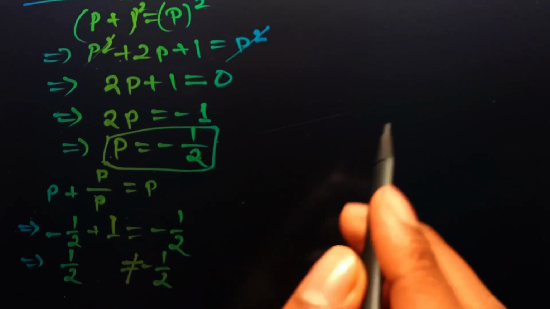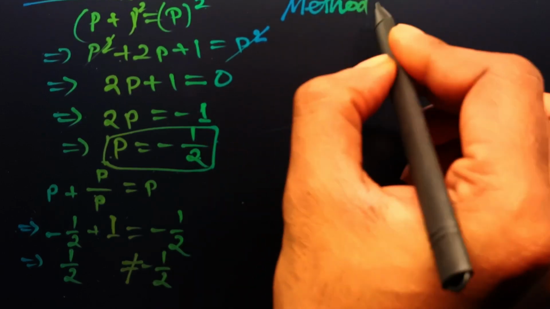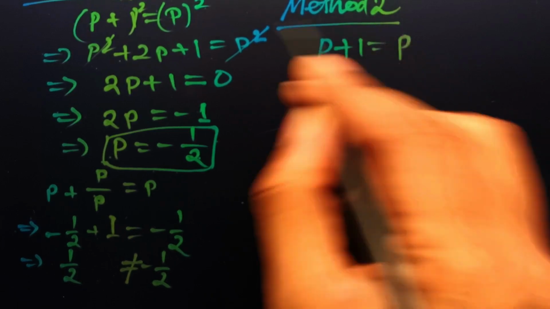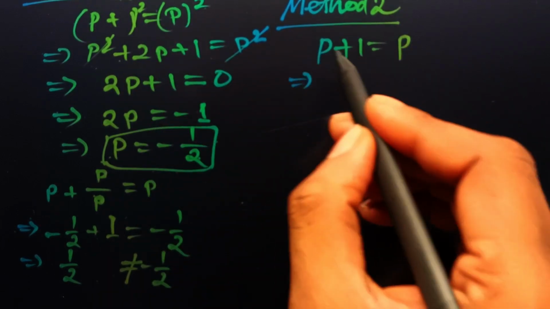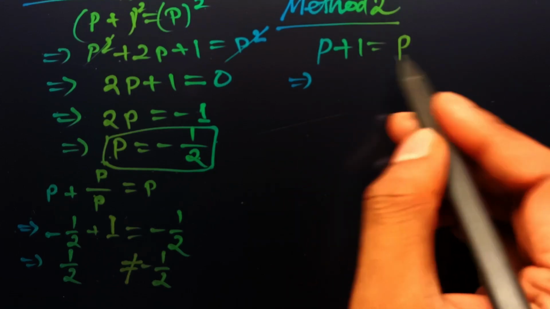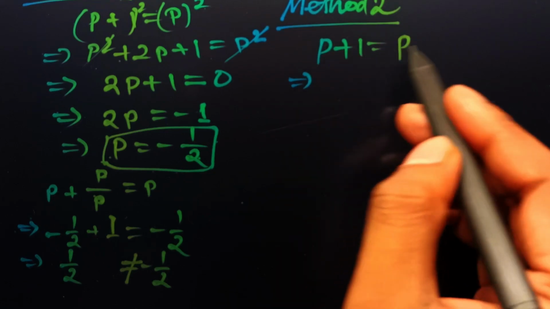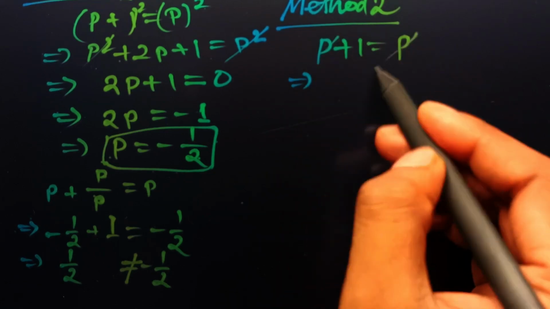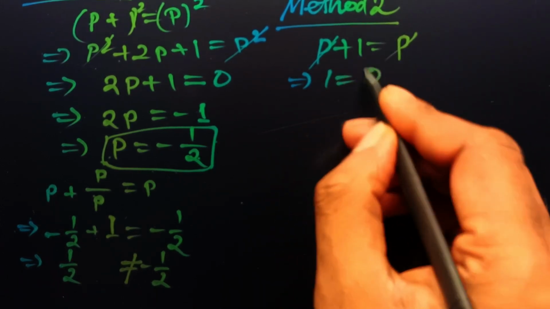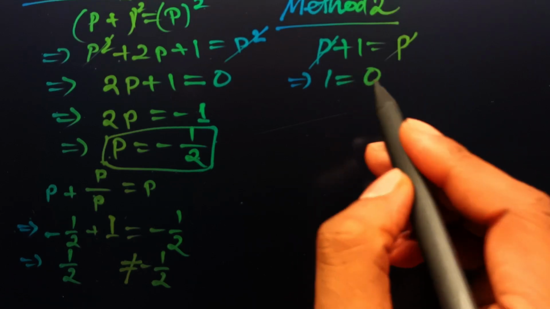Since that road led to a dead end, let's look at the second method, which relies on pure logic and is much faster. Let's go back to that simplified step where we had p plus 1 is equal to p. Now, think about this logically. If you have a number p and you add 1 to it, can you ever get the same number p back? If we try to solve this by subtracting p from both sides to group our variables, the p on the left and the p on the right cancel out completely, and we are left with a statement that 1 is equal to 0. This is a classic mathematical contradiction because 1 is definitely not 0.